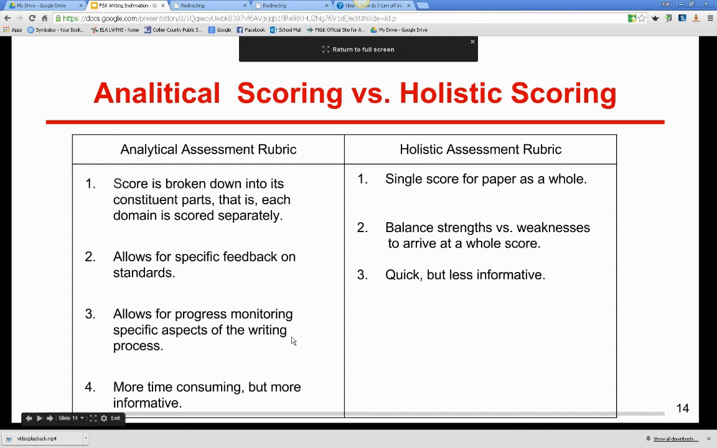So if you're trying to build their capacity to put in effective evidence and elaborate properly, then you can just score on that and look at their progress through the year. It is, in fact, a more time-consuming rubric. However, it is much more informational. Your holistic rubric, you score the whole paper as a whole. The weaknesses and strengths balance each other out, and it really isn't quite as informative to either you or the student as the analytic rubric is.